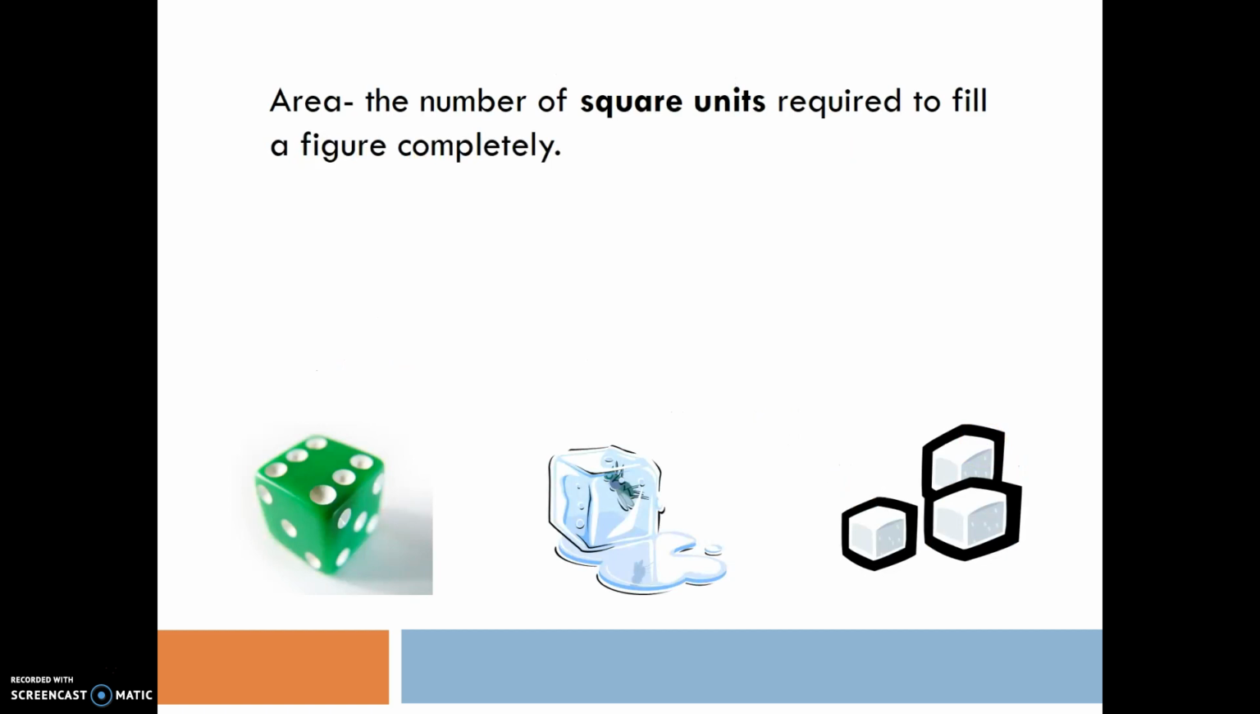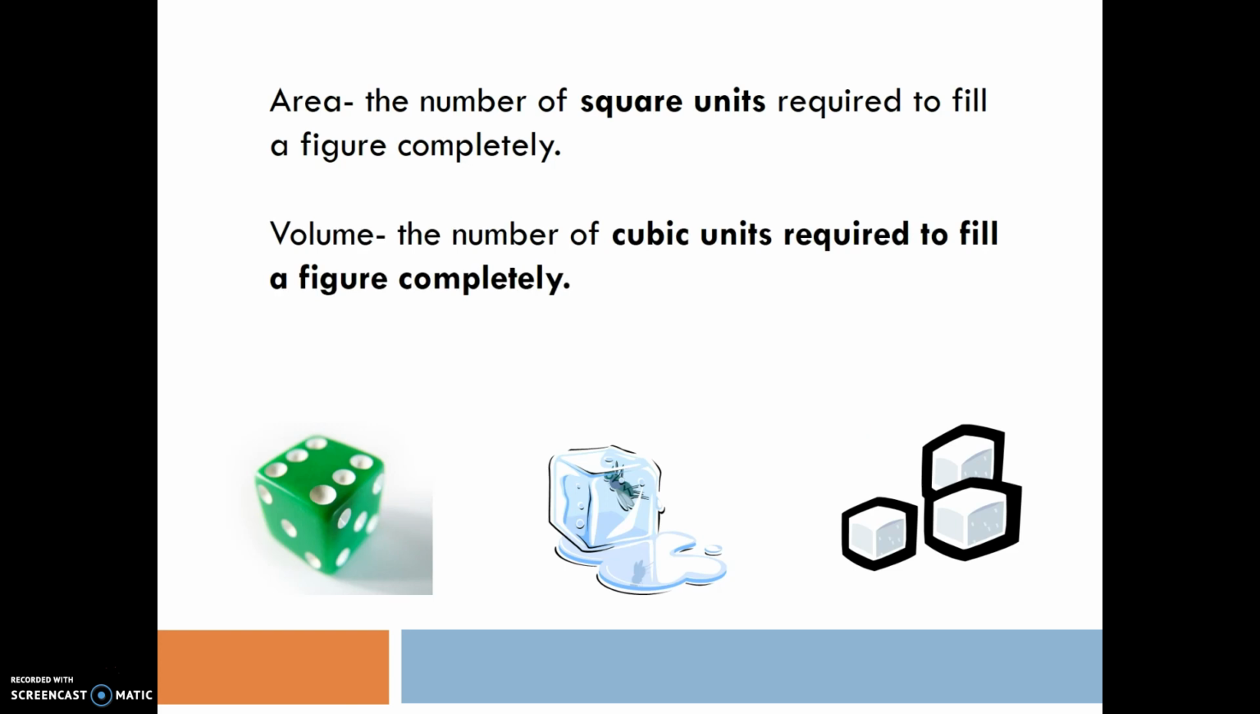All right, on your notes, you're going to write down: area is the number of square units required to fill a figure completely. Volume is the number of cubic units required to fill a figure completely. And volume is measured in cubic units. What that means is that instead of writing centimeters squared like I do with area, for volume, I'm going to write centimeters cubed, or meters cubed, or inches cubed, or whatever cubed. But it's measured in cubic units. And here are some pictures of some cubes so you can picture this in your mind.